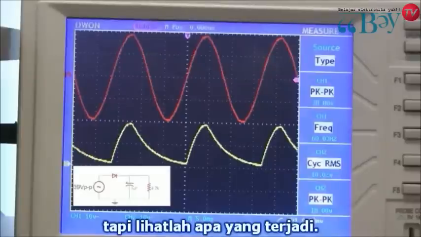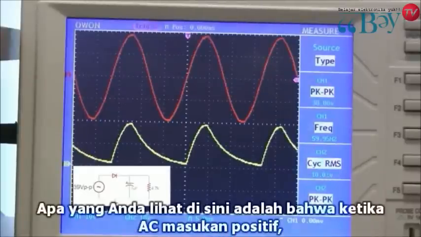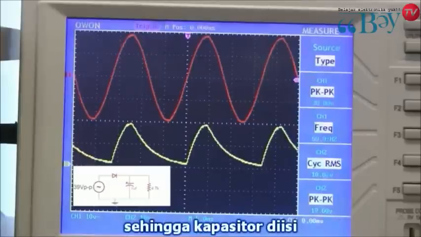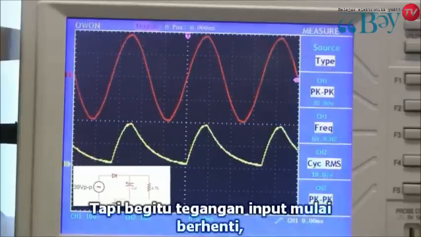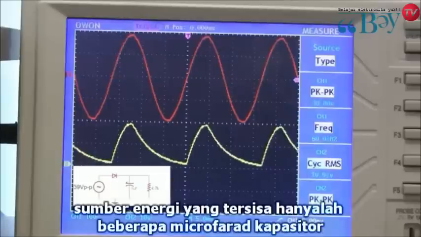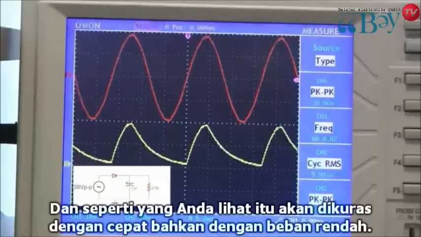What you're seeing here is that when the AC input is positive, the diode allows current to flow through, so the capacitor gets charged. But as soon as the input voltage starts dropping off, the diode blocks the backwards flow of current, and the only energy source left is that tiny 1 microfarad capacitor. And as you can see, it gets drained pretty quickly, even under low loads.